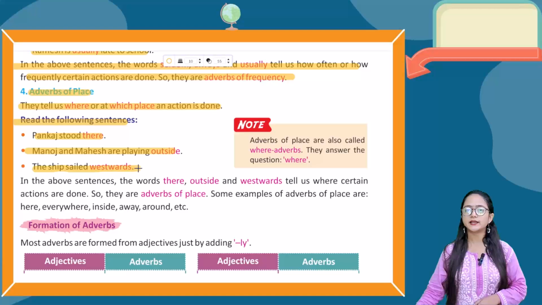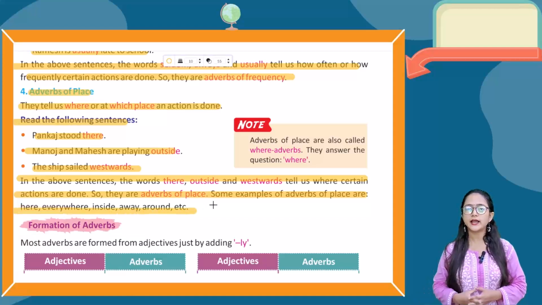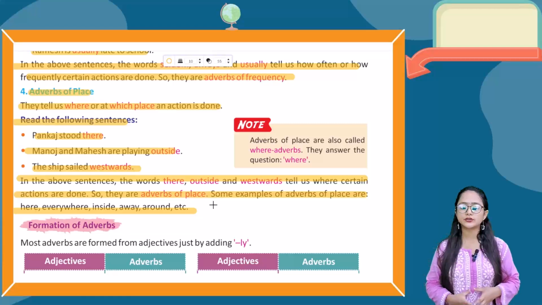The ship sailed westwards. In the above sentences, the words there, outside and westwards tell us where certain actions are done, so they are adverbs of place. Some examples of adverb of place are here, everywhere, inside, away, around, etc. Basically, adverb of place answers the question where.